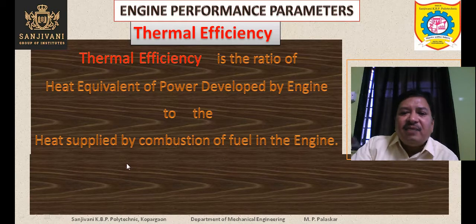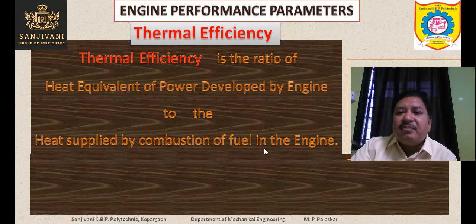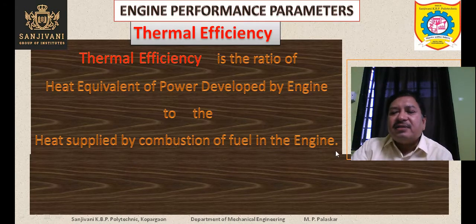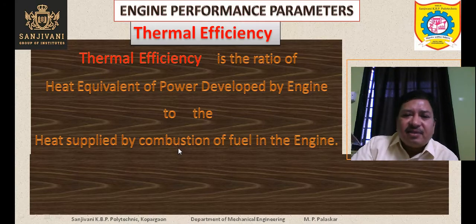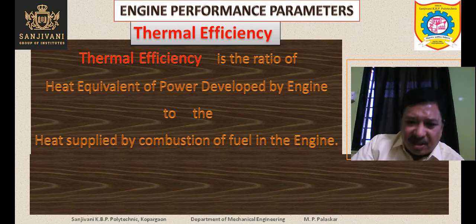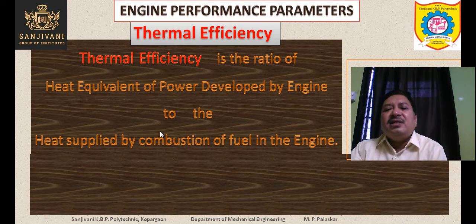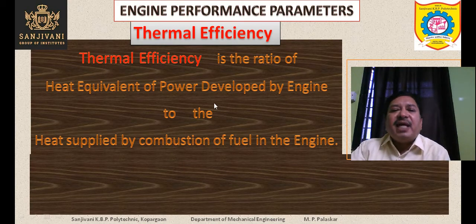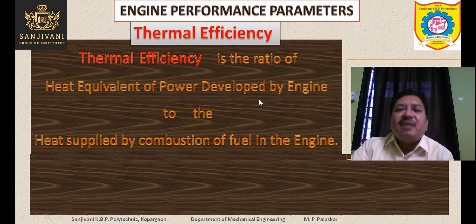In the denominator we are writing the heat supplied by the combustion of the fuel in the engine. So the heat which is supplied by the combustion of the fuel in the engine all may not be utilized for producing power. Some heat is wasted. So this wastage should be minimized. But this defines how much heat energy is converted into mechanical power, that defines the thermal efficiency.